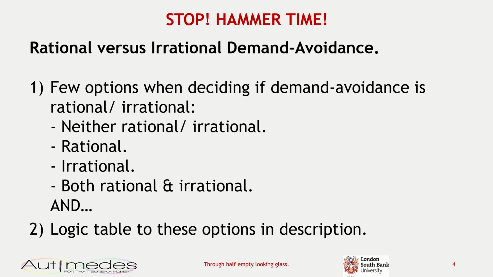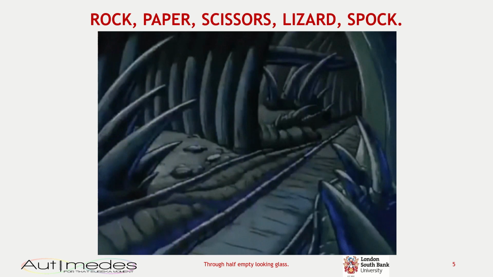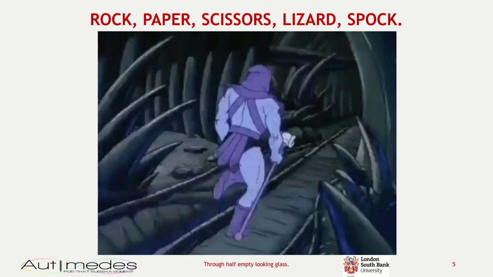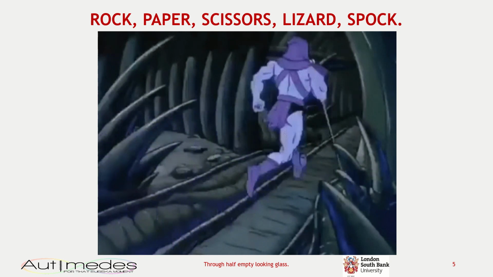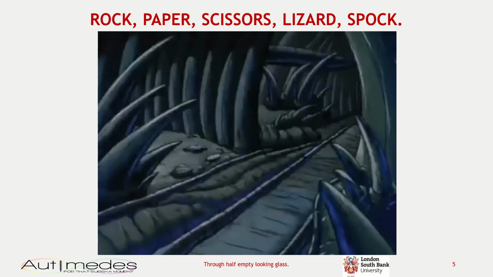I just want to point out that when one considers if demand avoidance is rational or irrational, there are a few options. It can be neither rational nor irrational in nature. It can be only rational or only irrational, or it can be both rational and irrational in nature. My favorite option is just avoiding deciding or considering if demand avoidance is rational or irrational in nature, and there might be good reasons to take that option.